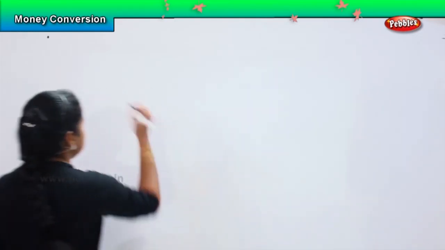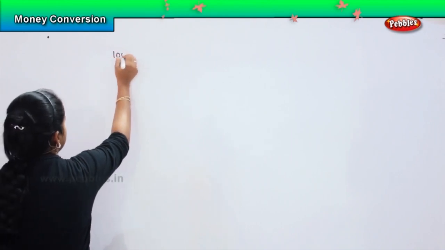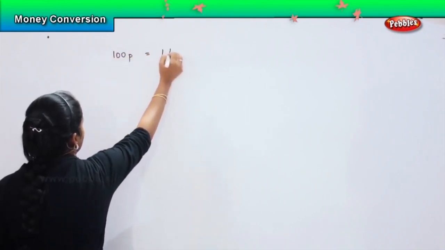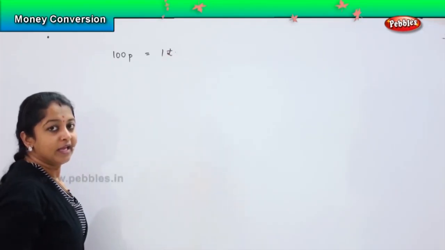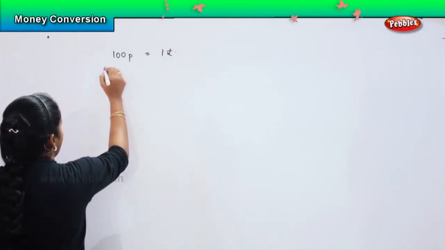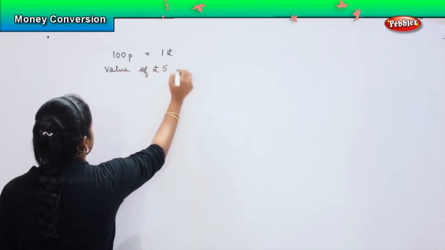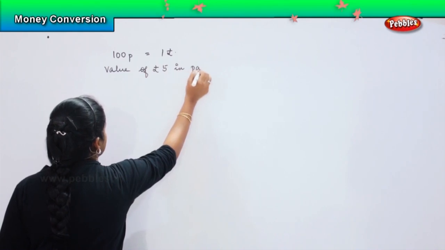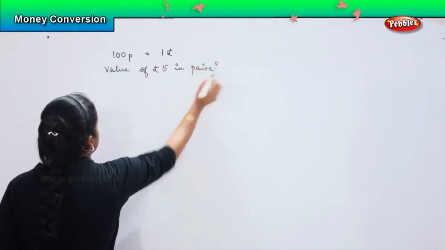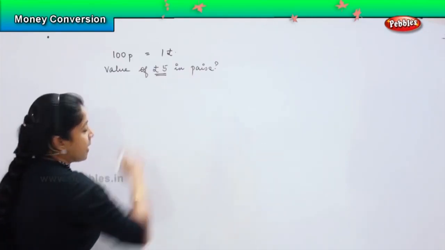Okay, so before beginning to solve the questions, there is one more important point which you have to keep in mind. Whenever you are trying to convert rupee into paise, you need to multiply. For example, I told you that 100 paise makes 1 rupee. So now if the question asks you what is the value of 5 rupee in paise, in this case you are converting the value of rupee into paise.